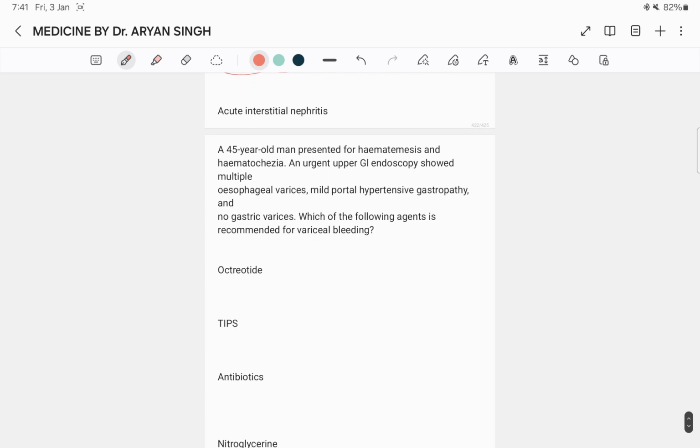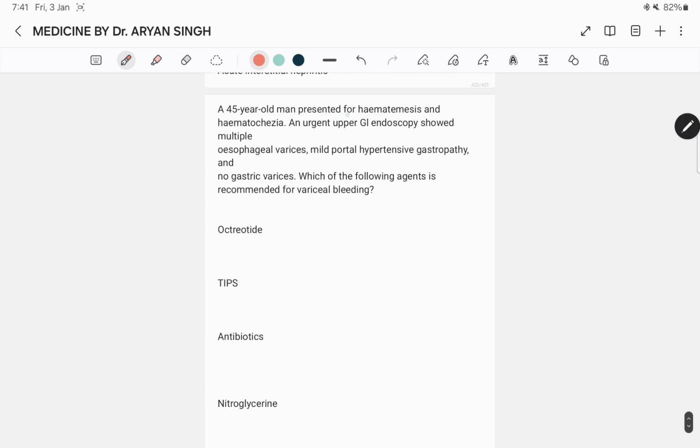Next question. A 45-year-old man presented with hematemesis and hematochezia. An urgent upper GI endoscopy showed multiple esophageal varices, mild portal hypertensive gastropathy, and no gastric varices. Which of the following agents is recommended for variceal bleeding? Octreotide, because for managing variceal bleeding, somatostatin analog and octreotide are the agents of choice. It should be initiated at the onset of variceal bleeding. Combination of octreotide and endoscopic therapy is more effective in controlling bleeding and is the preferred treatment for most patients.